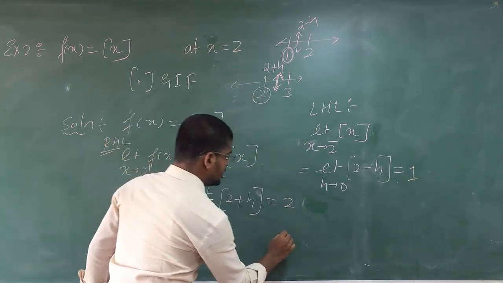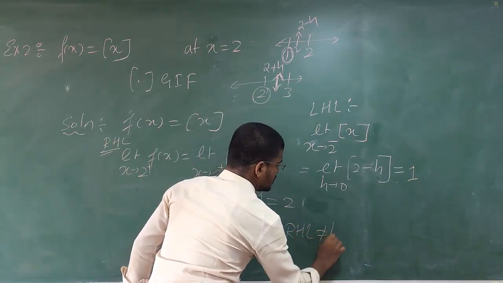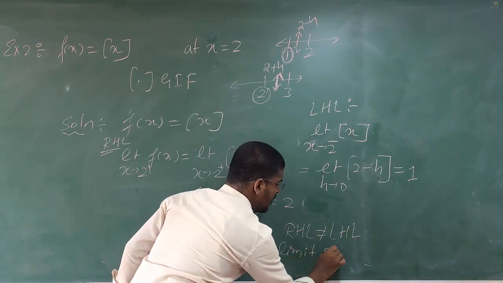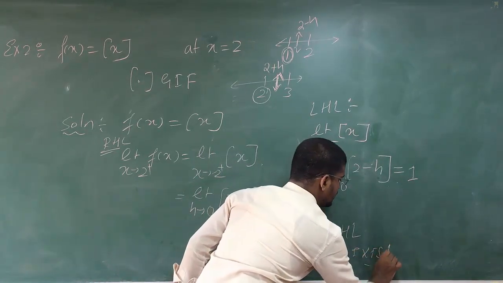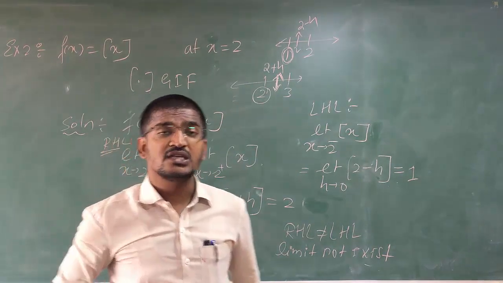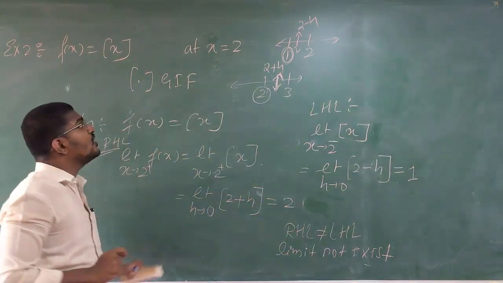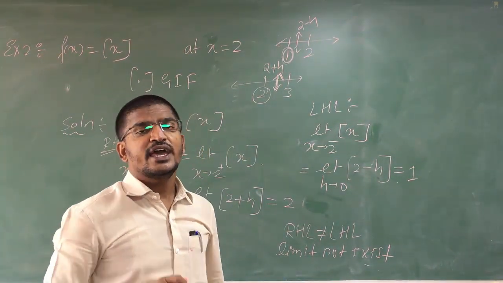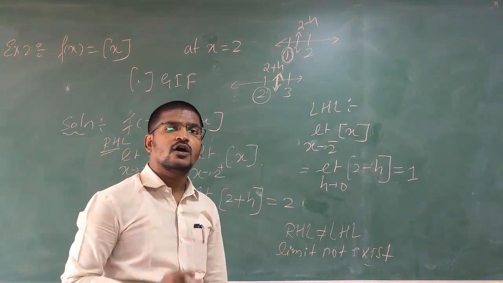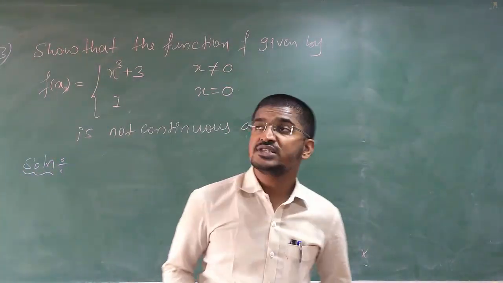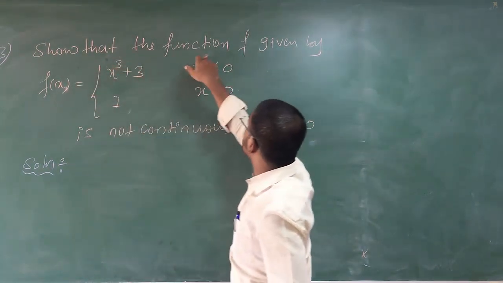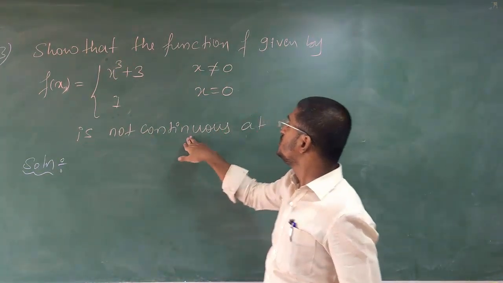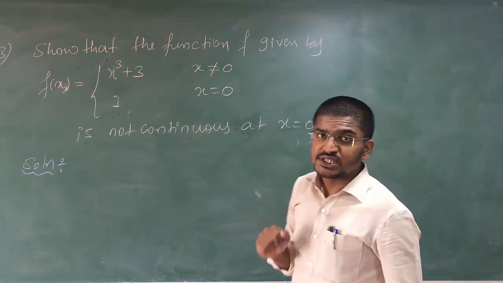Therefore you can see that RHL is not equal to LHL. That means the limit does not exist. For that reason we say this function is not continuous at x equal to 2. Clear? Okay. Here what they are asking is: show that the function f given by this is not continuous at x equal to 0.